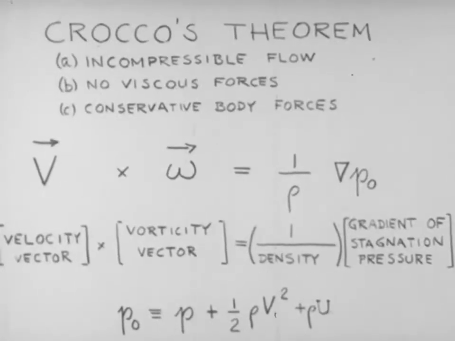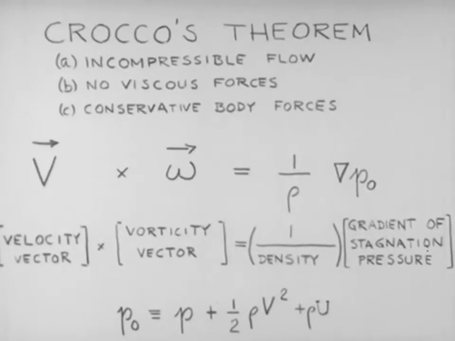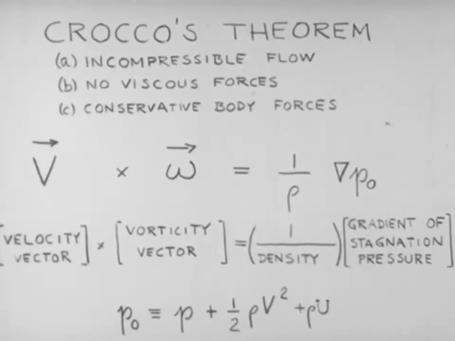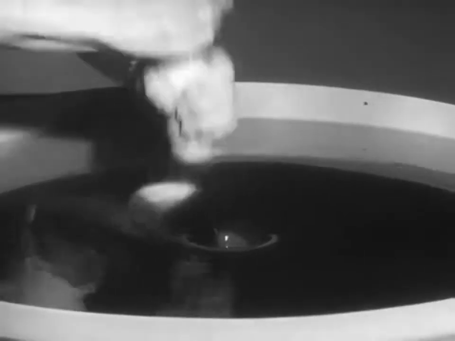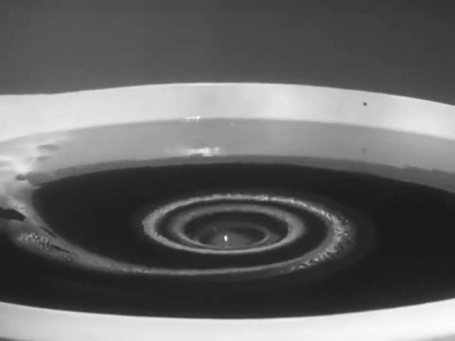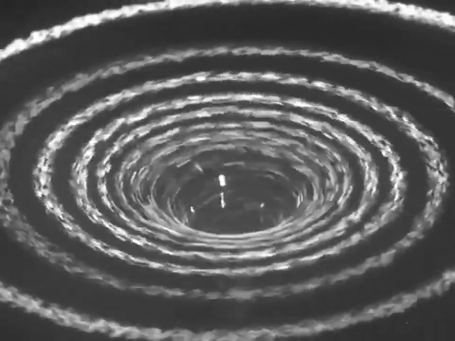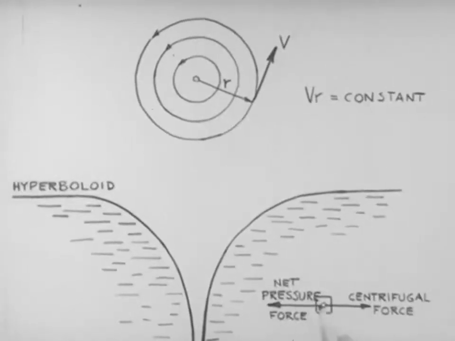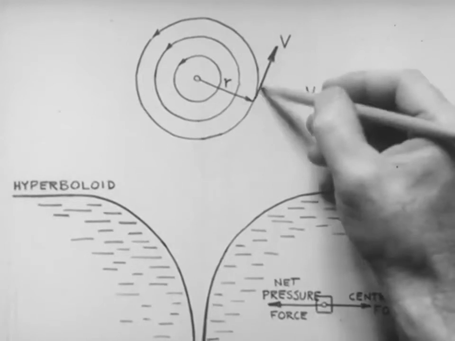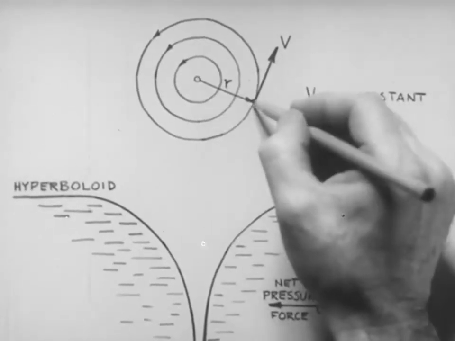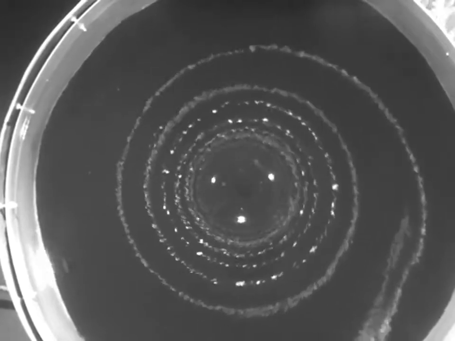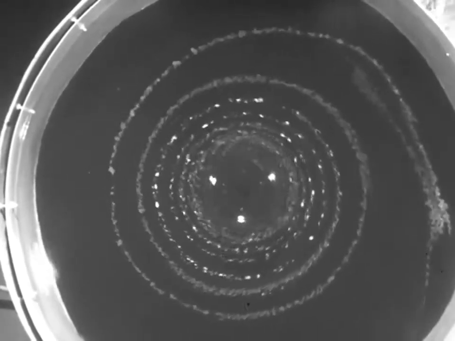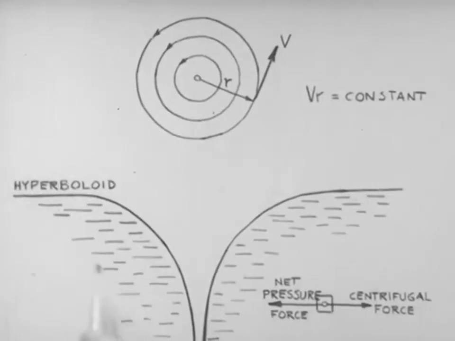When the vorticity is 0, as in the spiral vortex tank, Crocco's theorem says that the stagnation pressure must be everywhere the same. The spiral of the vortex is so tight that it is not much of a liberty to think of the streamlines as being concentric circles. The equilibrium between the net pressure force acting on a fluid particle and the centrifugal force requires that the velocity v vary inversely with the radius r if the total pressure is to be constant throughout. This velocity law is exactly the condition required for the free surface to be a hyperboloid.